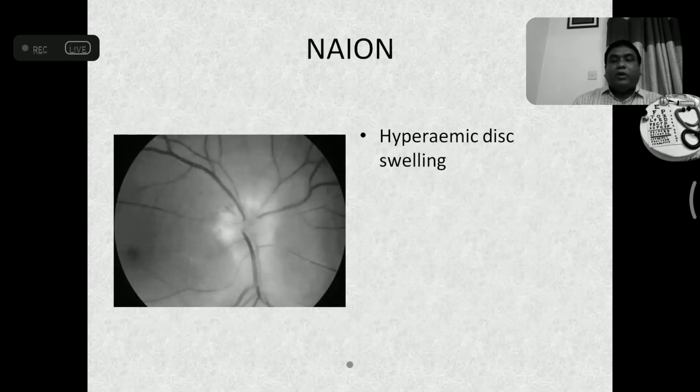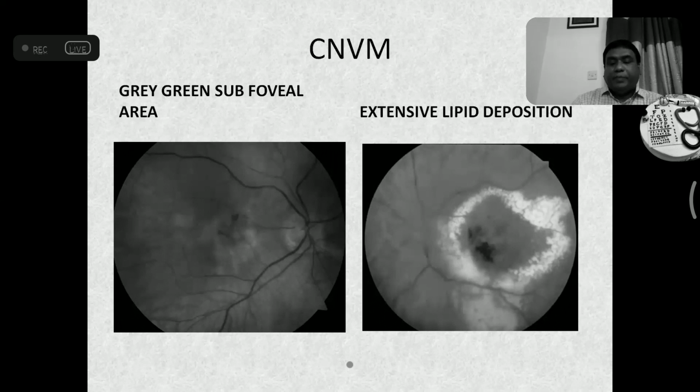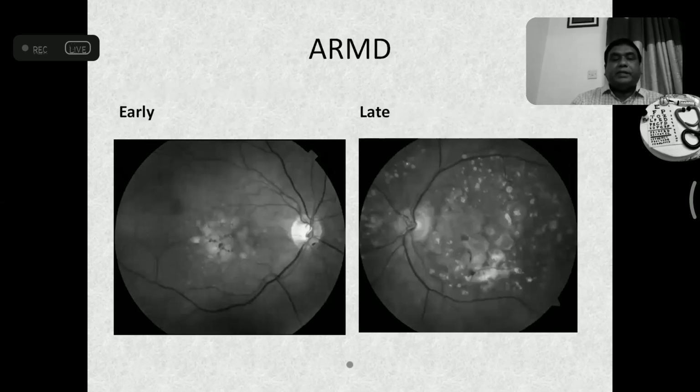And non-arteritic ischemic optic neuropathy, that is the hyperemic stage. And this is an optic disc coloboma. This is the picture of CNVM, and this is the picture of age-related macular degeneration. Drusen are present in the retina.